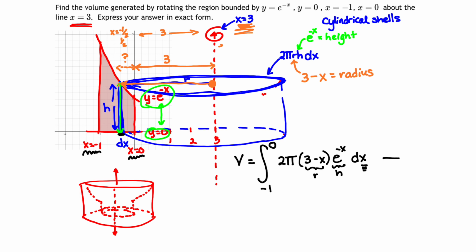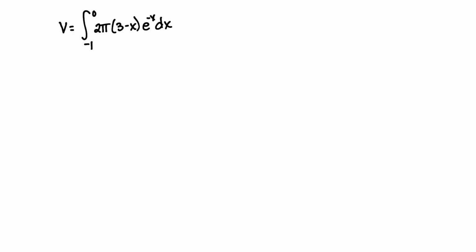So let's go ahead and integrate this on a fresh new page. That is, we're going to take the integral from -1 to 0 of 2 pi times 3 minus x, e to the minus x. And what do you want to do to integrate this? Now, there's lots of different ways to proceed. Some people just look at it right away and know what to do.